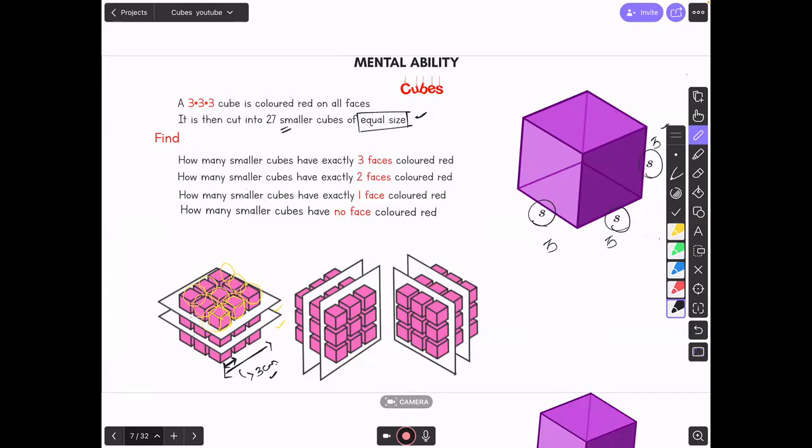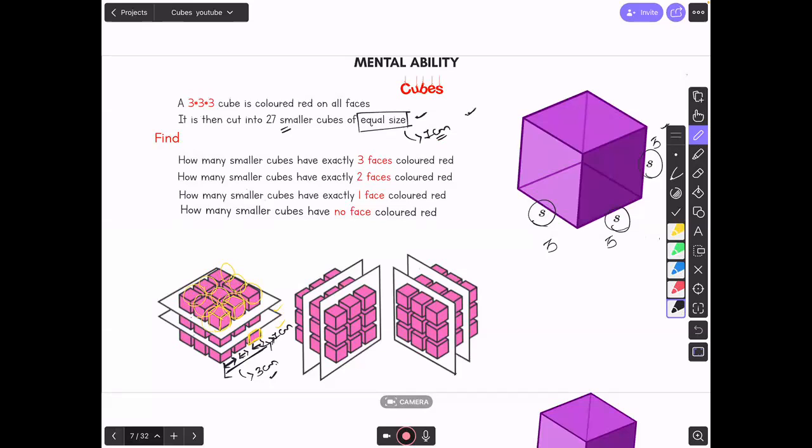No, the bigger cube is of 3 centimeter. Each of the smaller cubes, see, how many cubes will come from each side? 3. Right? So each of these smaller cubes will be of what size? 1 centimeter. Right? That is again quite understandable. This will be of 1 centimeter. So that's what they are saying when they are saying equal size.